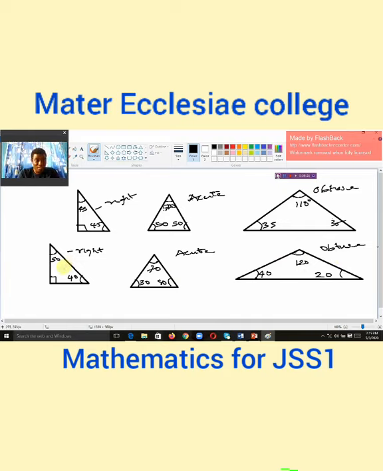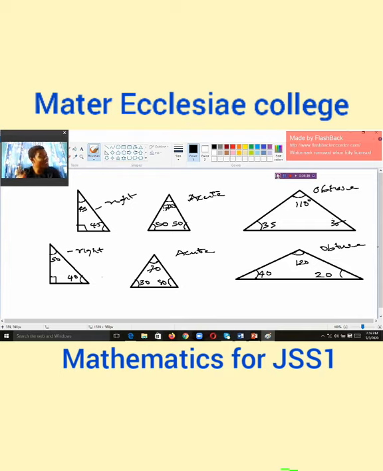But this is a scalene triangle that is also a right angle triangle. This is a scalene triangle that is also acute. This is a scalene triangle that is also obtuse. So what I'm saying in a nutshell is a scalene triangle may also be a right angle triangle. It may also be acute. It may also be obtuse.